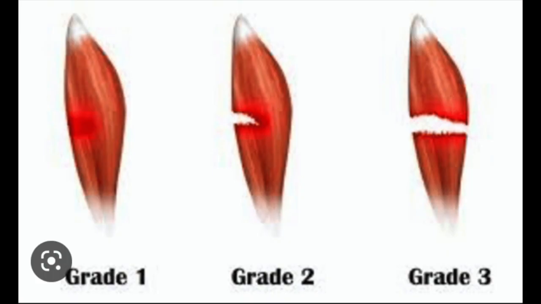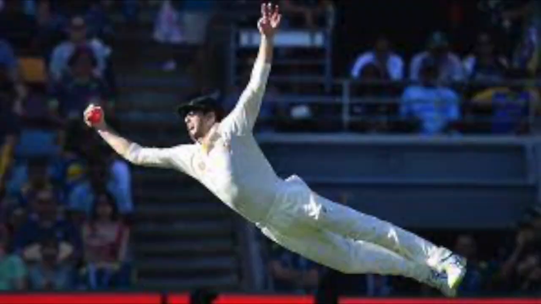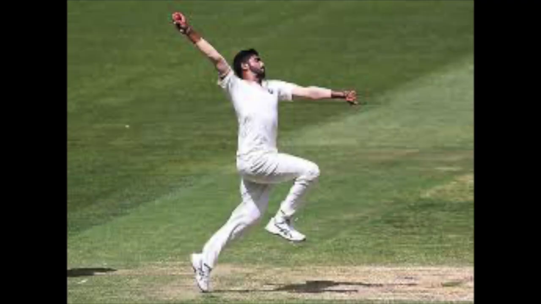Abdominal strains can be divided primarily into three broad categories, just like other muscular strains. The first category of abdominal strain is a mild strain, like a first degree strain, which is caused by overstretching. Once again, think about a diving catch, reaching out, bowling, where your arm goes back and your back is really bending that way and you're stretching the front part of the torso, and that would be the first degree, where there's an overstretch or a strain in the muscles.